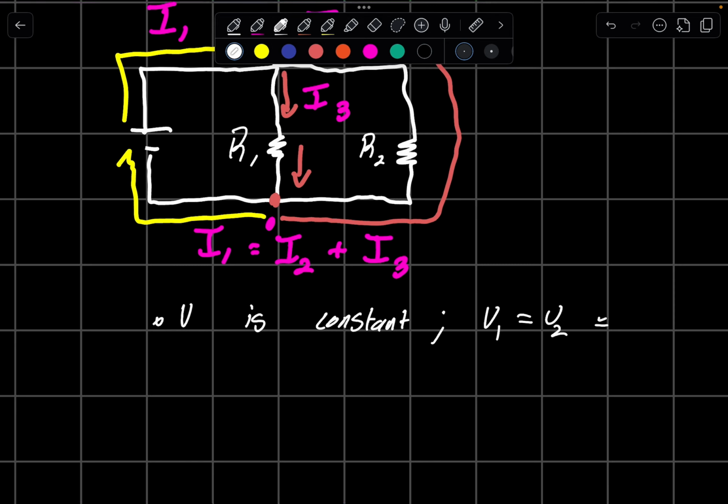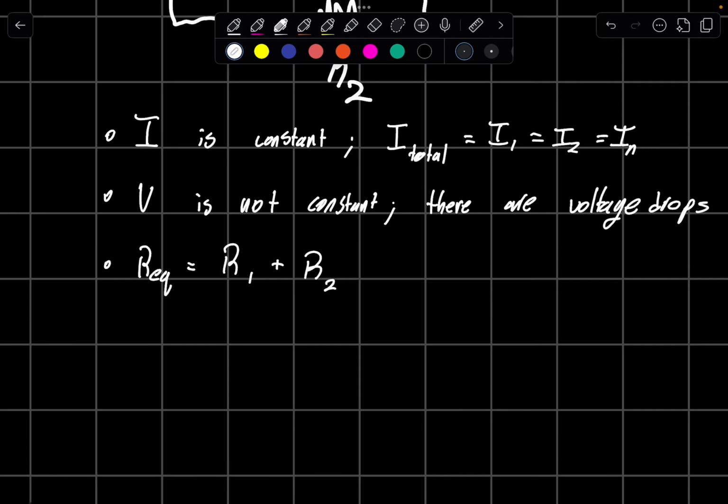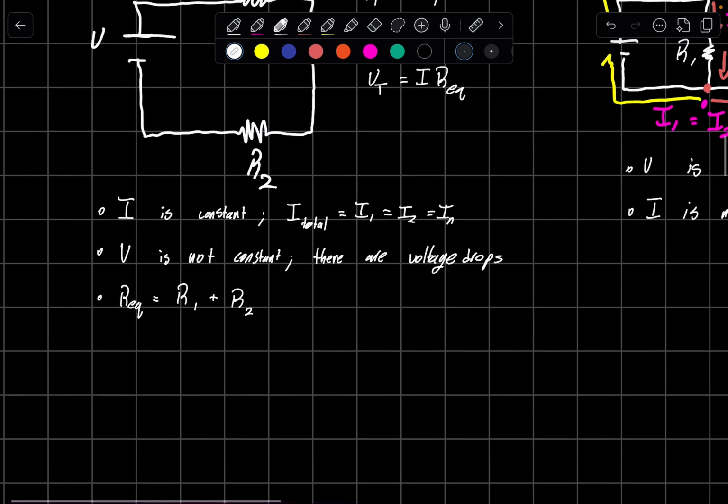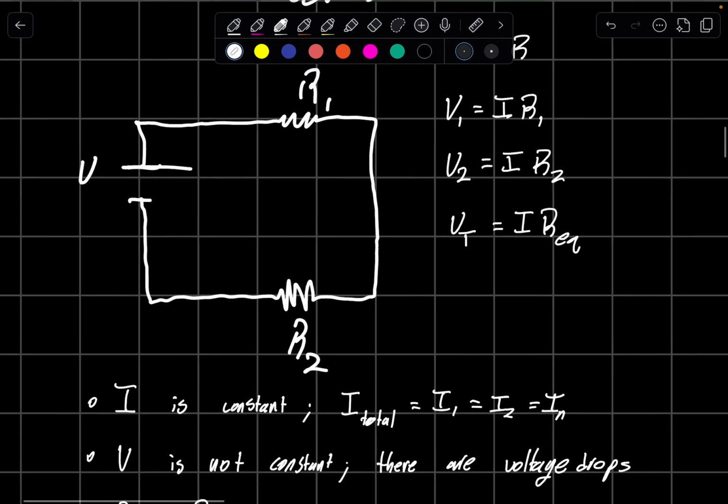Okay, so I talked about equivalent resistance here. How do we find equivalent resistance? In a series circuit, the equivalent resistance is just a straight up sum of all the resistances that are in series. So in this case, the equivalent resistance is R1 plus R2 because they're in series. Very simple.